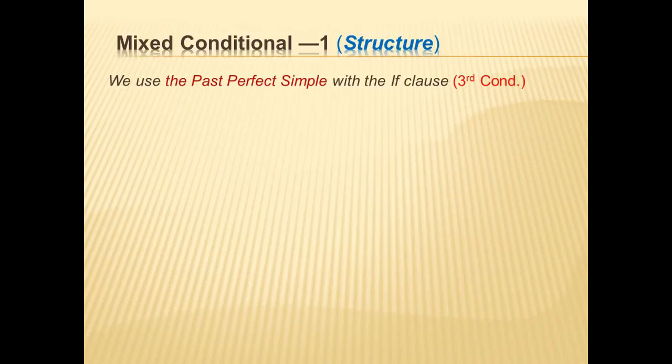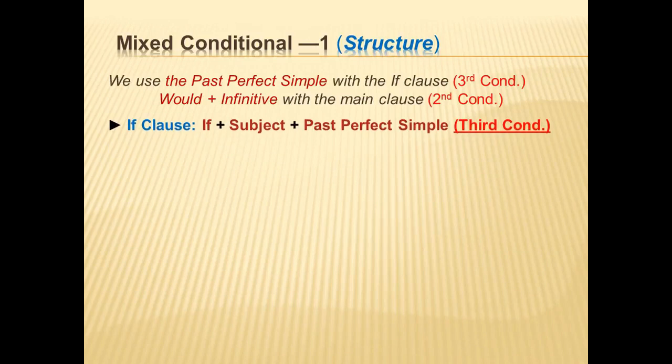This is the way how to use mixed conditional. We have to use past perfect simple with the if clause, as a form of the third conditional, and you have to use would plus infinitive in the main clause, as a form of the second conditional, and you have to put them together to make one conditional that we call mixed conditional one. This is the formula of mixed conditional one.